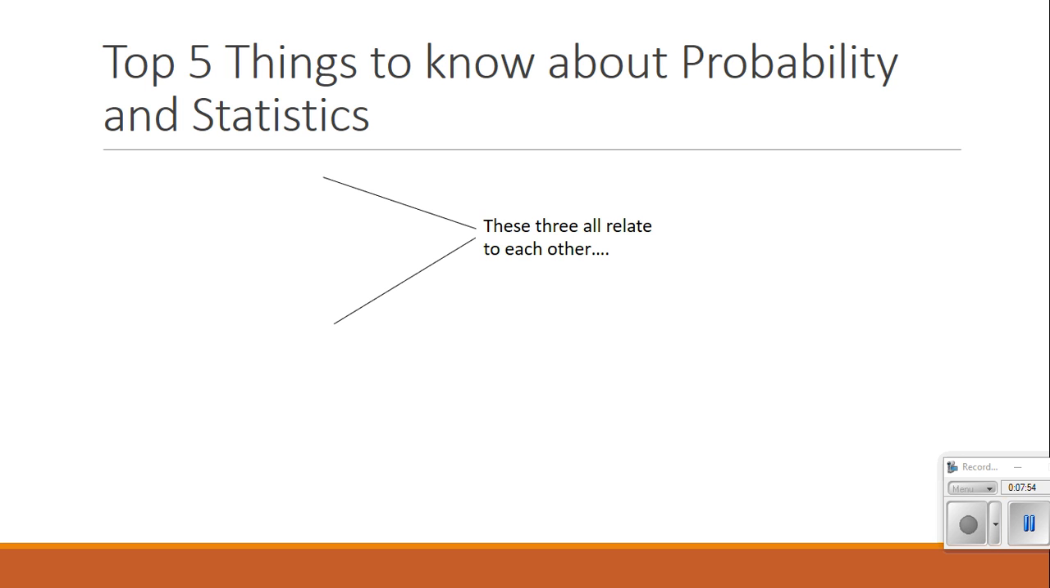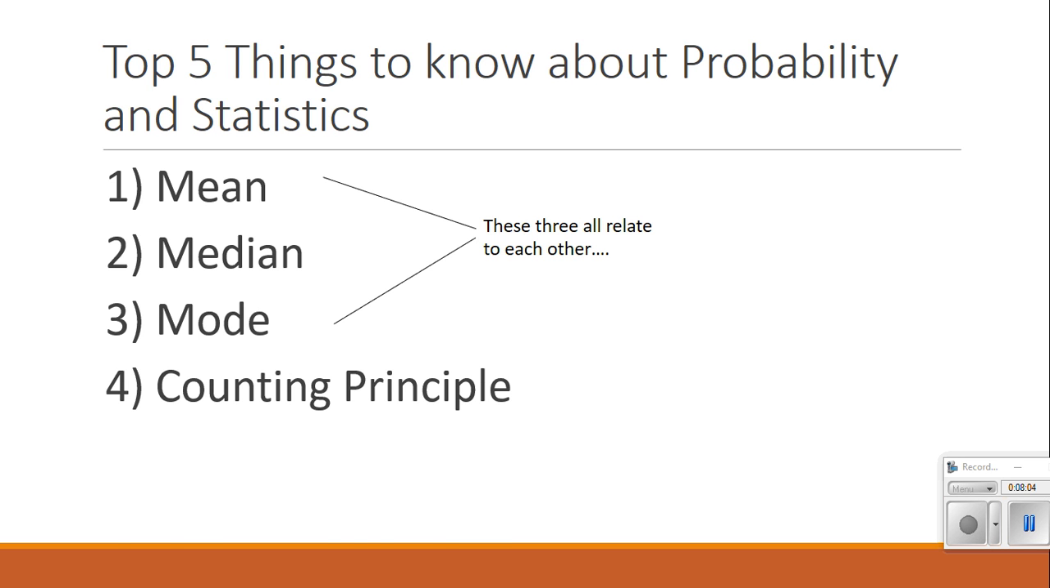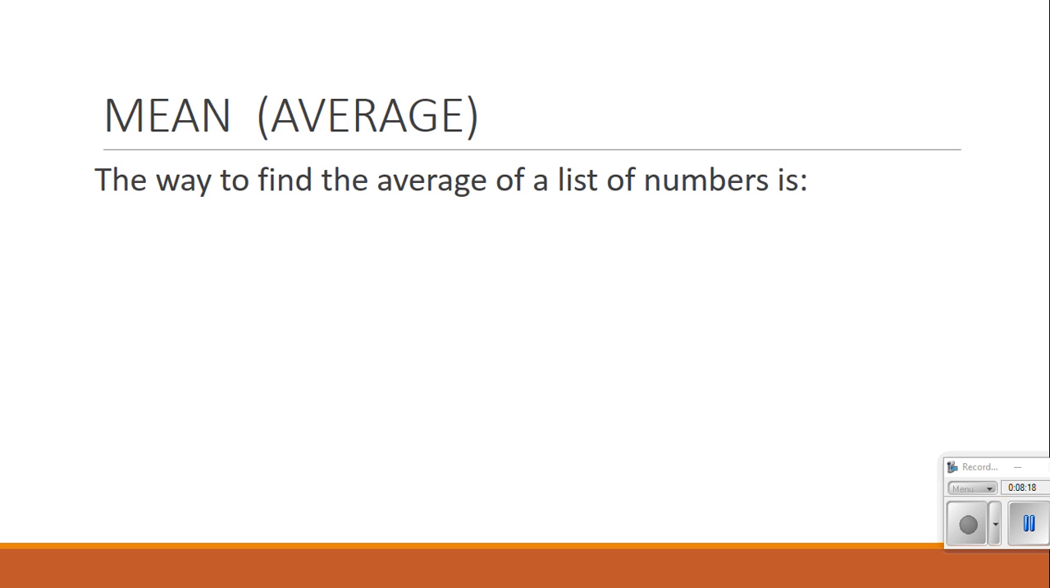So now we're going to go to some probability and statistics. The top 5 things to know about probability and statistics would be mean, median, and mode, the counting principle, and just some simple probability. Mean, median, and mode, they all kind of relate to one another. But I have them on separate slides just because I didn't have room to put all of them on one slide. So mean is the average.